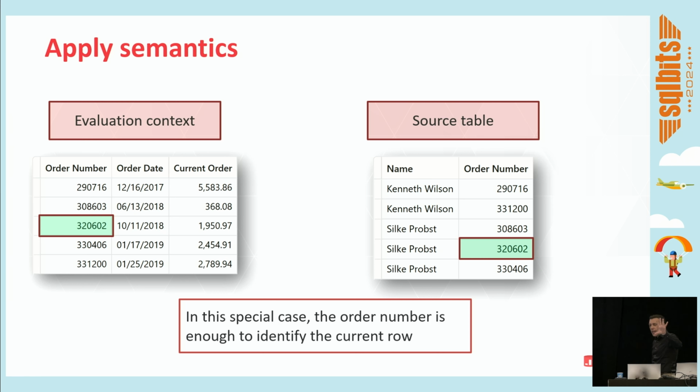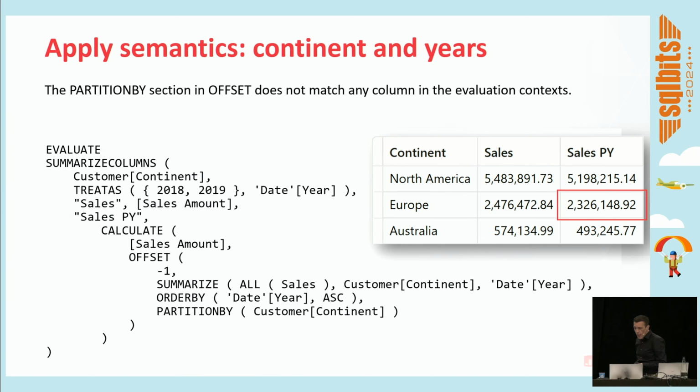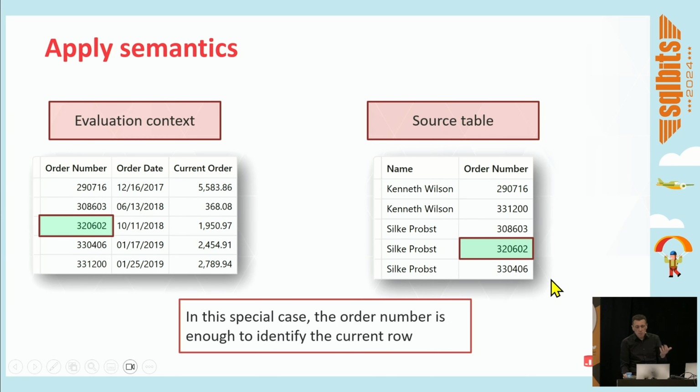Think about this. In the evaluation context, we have a table. In each row of this table, there is a column that has a value, and there is the same column in the model, also in the source table of the window function. The algorithm tries to match all the columns that are present, both in the evaluation context and in the source table of the window function, to determine which is the current row. And so at this point, this match is made.